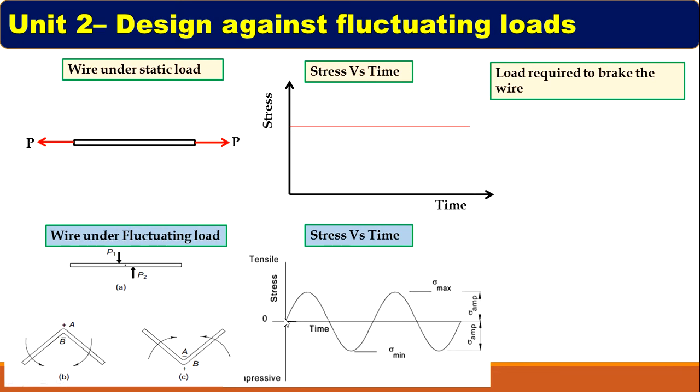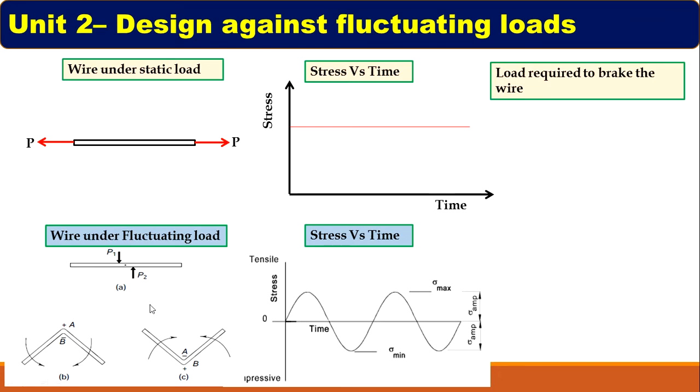So the stress first becomes positive, then again it becomes 0, again it becomes negative, again it becomes 0. So that means the stress is varying from tensile to compressive, and thus in this case we can say that the wire is subjected to fluctuating load. You might have broken a wire in this way by applying repeated bending and unbending, and with this we can compare the load required to break the wire under static load and the load required to break the wire under fluctuating load.